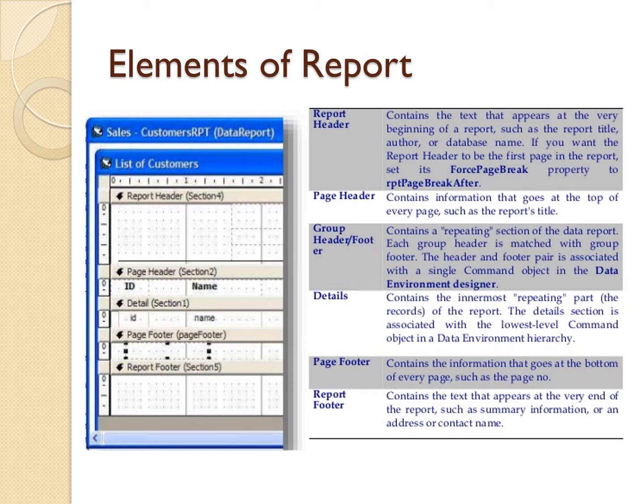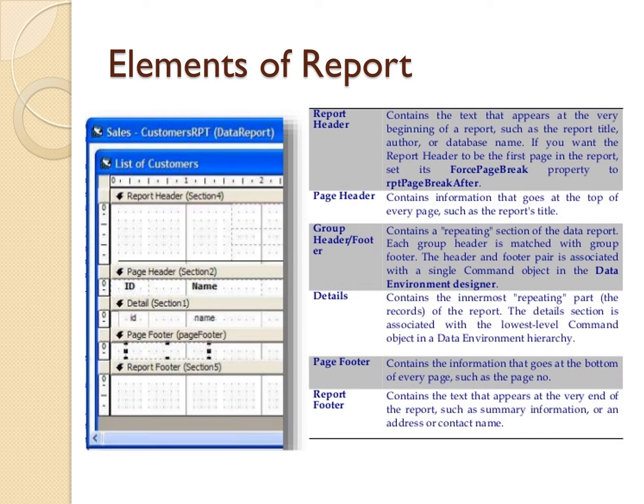Next one is elements of reports. The elements of reports contain report header, page header, group header, details, group footer, page footer, and report footer. Report header contains the text that appears at the very beginning of a report, such as the report title, author, or database name. If you want the report header to be the first page in the report, set its first page break property to report page break after.